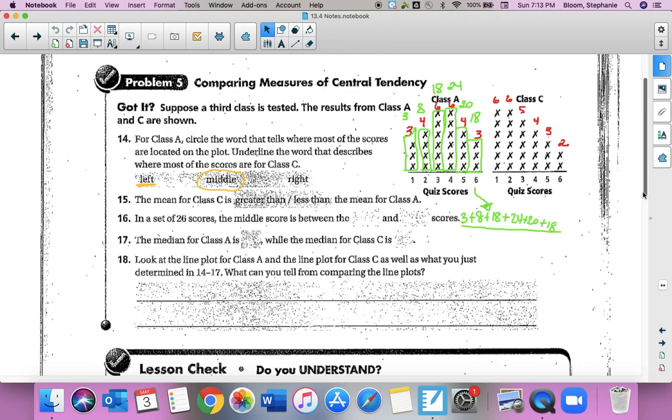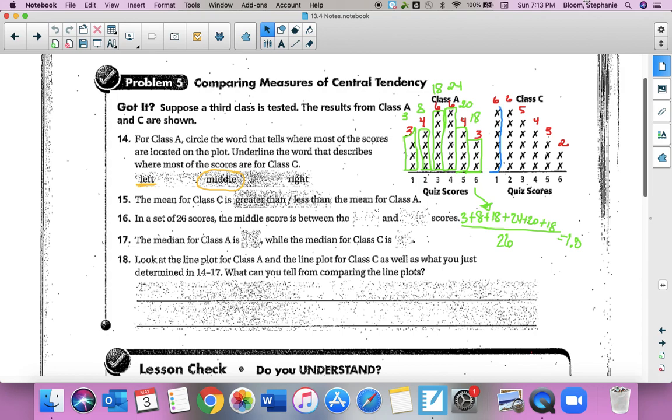What is that? 26 times? Is that right? I think divided by 26. And so the mean of class A, let's see if I can get a calculator here. You should have 46 divided by 26. 1.8. Okay, now let's do class C.